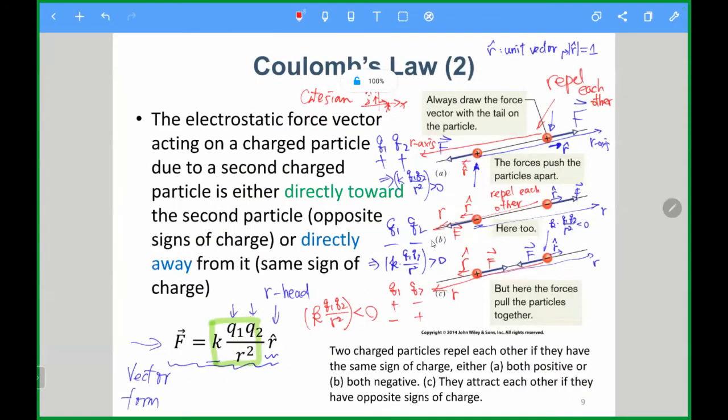The r axis can point in different directions. Okay, so this is the first point you need to know. And actually this is the punchline for this equation. No matter what the polarity of Q1 and Q2 is, it also fits these rules.